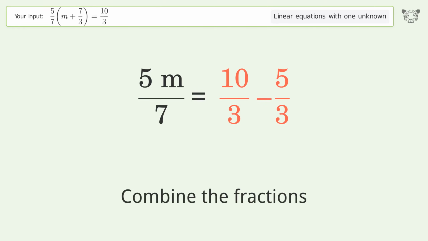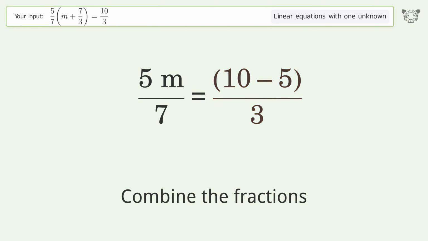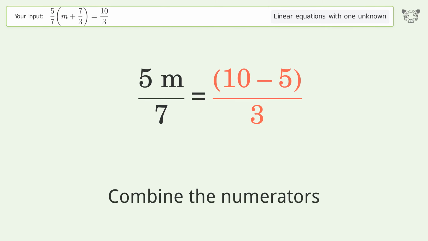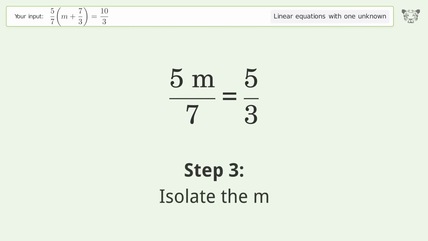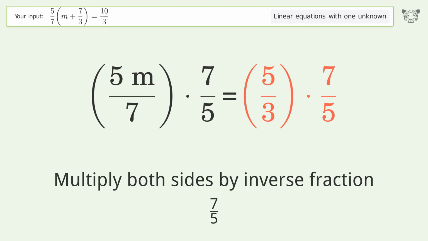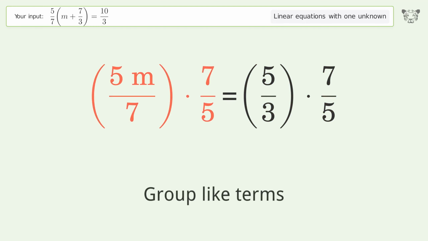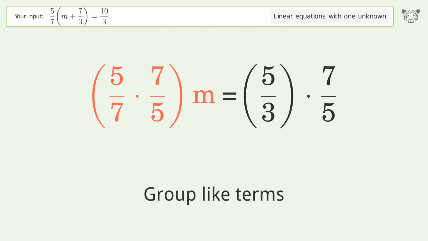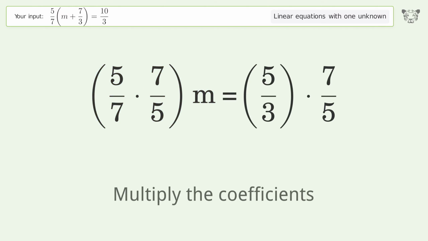Combine the fractions. Combine the numerators. Isolate the m. Multiply both sides by inverse fraction 7/5. Group like terms. Multiply the coefficients.